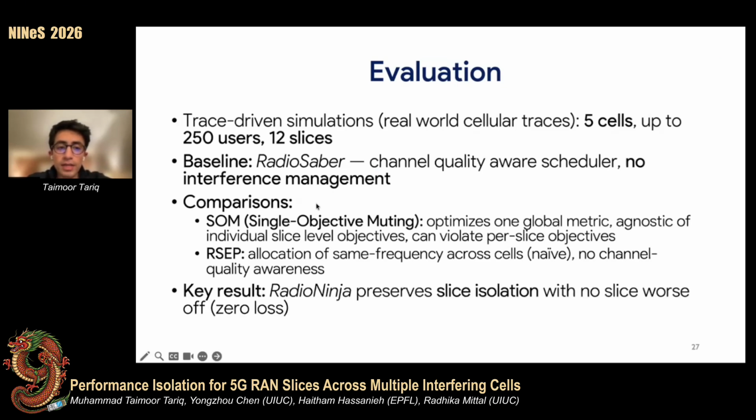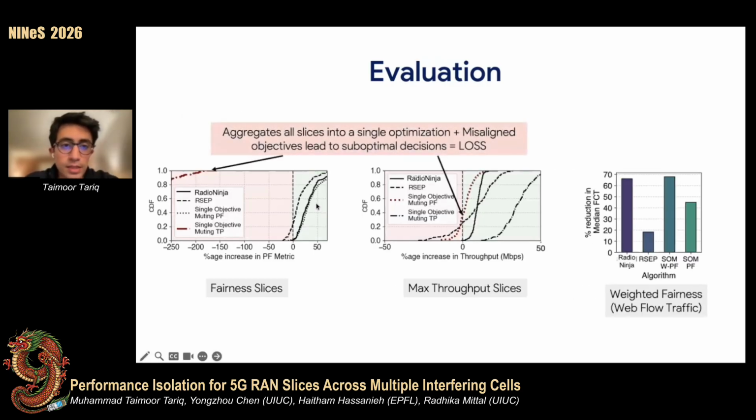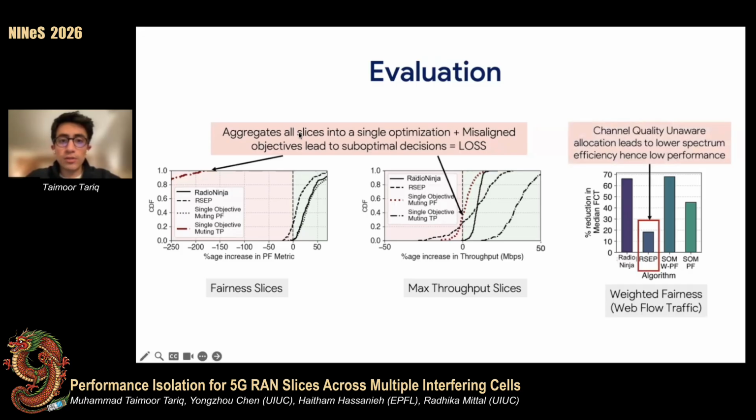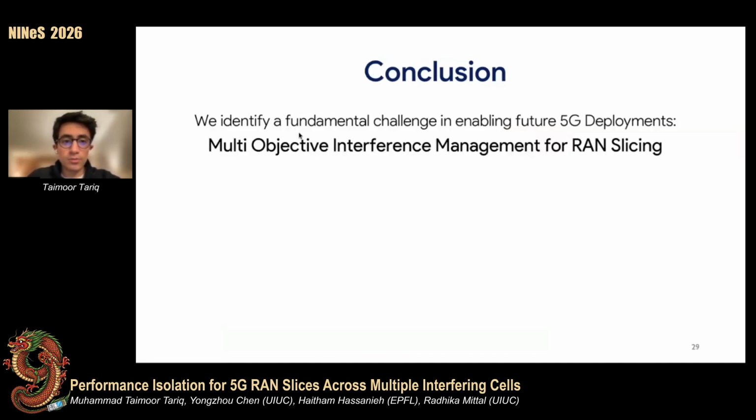The key result that we find is that Radio Ninja provides significant improvements while preserving slice level isolation and ensuring that no slice is worse off. So over here, we can see that single objective muting maximizing for throughput hurts the fairness slices. The one maximizing for proportional fairness hurts the throughput slices. Channel quality unaware allocation simply leads to an underutilized spectrum, while Radio Ninja consistently outperforms all of the other baselines, resulting in significant improvements for all the slices involved.